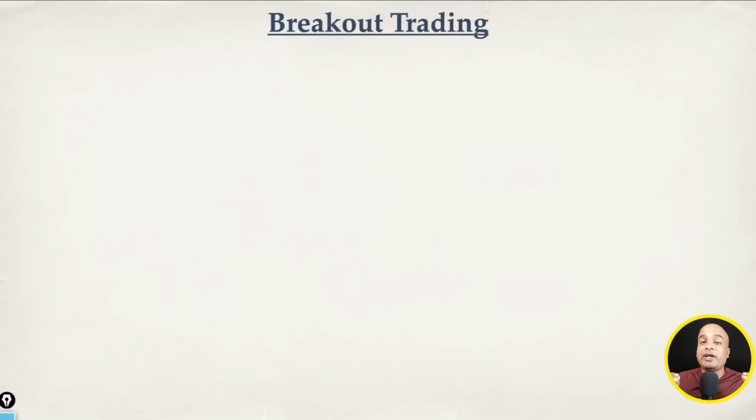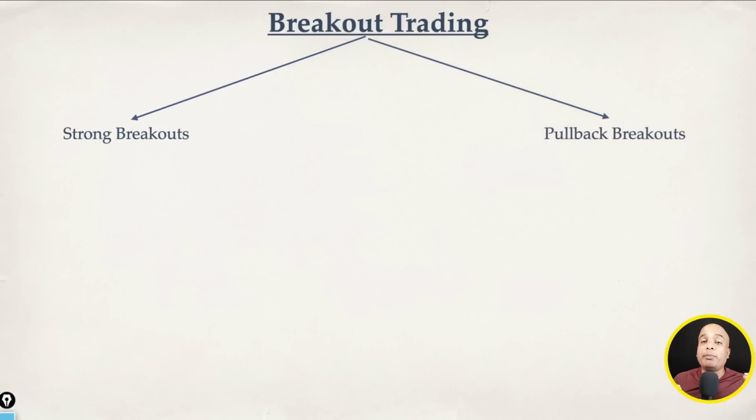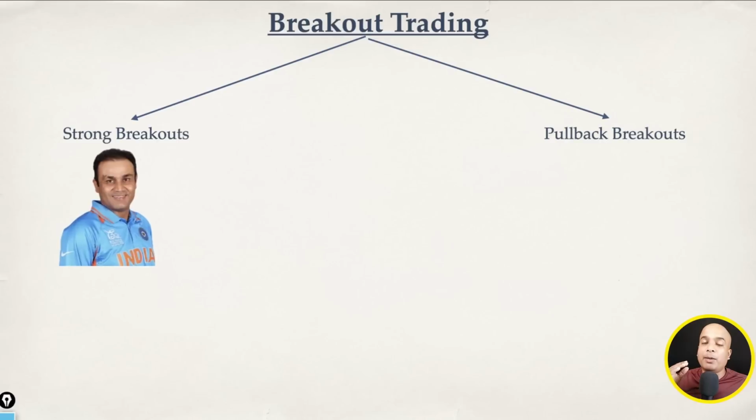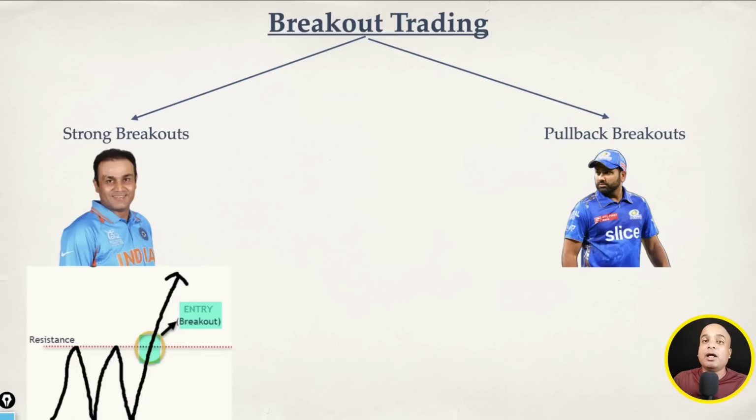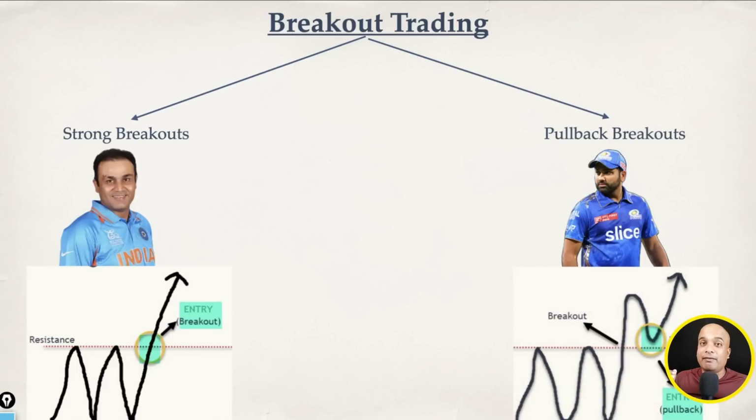swing trading. Breakout trading can again be divided into 2 types, strong breakouts and pullback breakouts. Strong breakouts are like Virender Sehwag, who starts hitting from ball 1. It means after the breakout, they rally upside without giving any pullback opportunity. Whereas pullback breakouts are like Rohit Sharma. Rohit takes some time in the beginning to settle down and score more runs later, right? It means after the breakout, price tests the breakout level and then rallies big time on the upside.